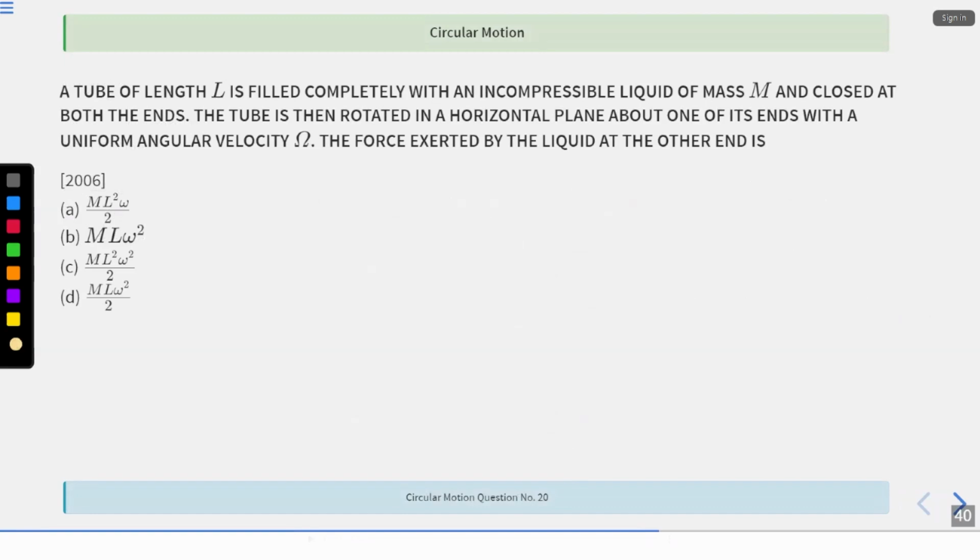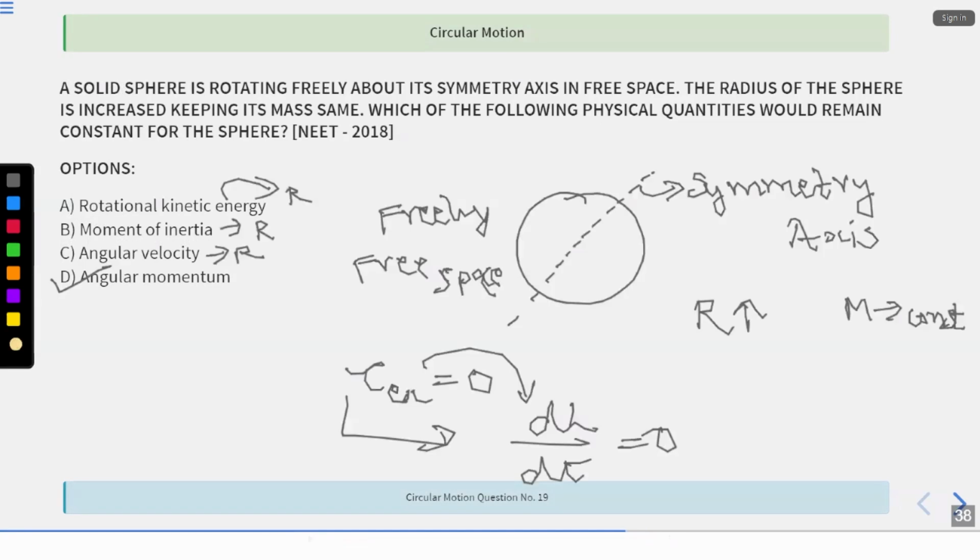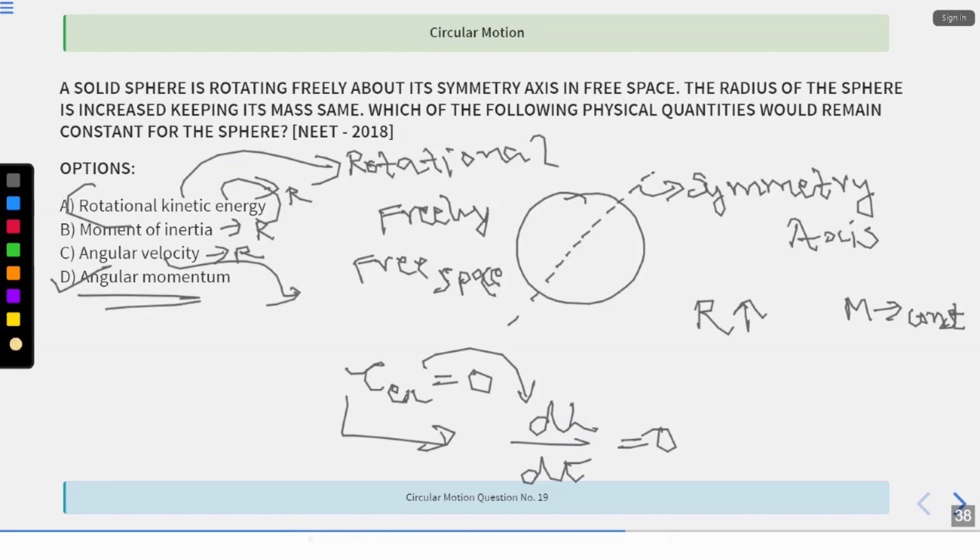So what were the concepts that we covered in this question? We covered rotational kinetic energy here, we can go through it. And then we spoke about moment of inertia. And then we spoke about angular velocity. And then finally, we spoke about angular momentum, but we also spoke about torque.